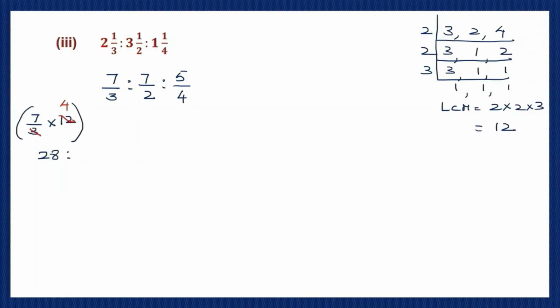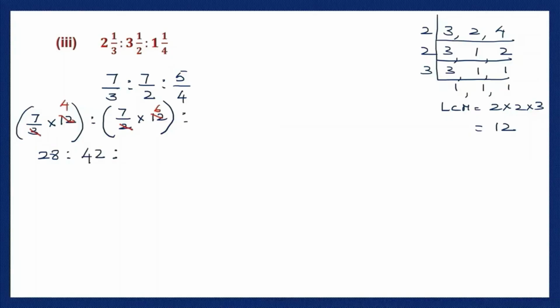Now let me take the second fraction, that is 7 by 2, and I'm going to multiply it with the LCM that I have. Let me cancel. 2 6s are 12, so that's it, I can't cancel anymore. 7 6s are 42. So I've got the second number in my ratio.